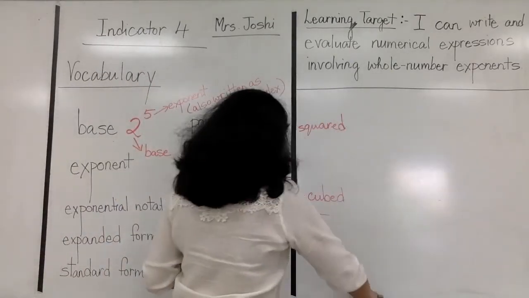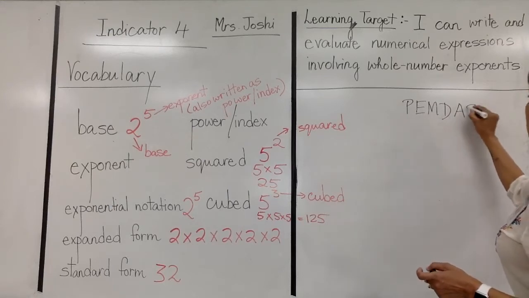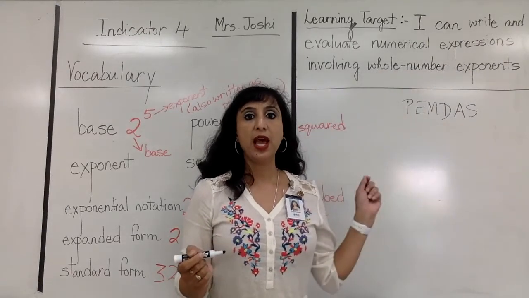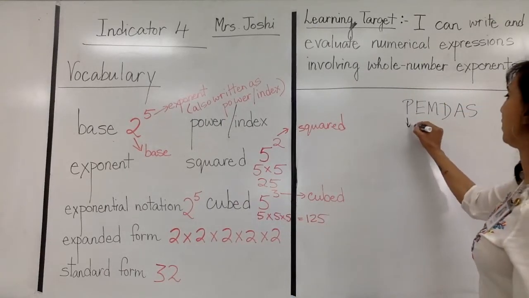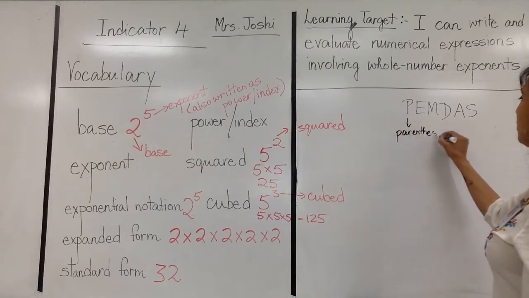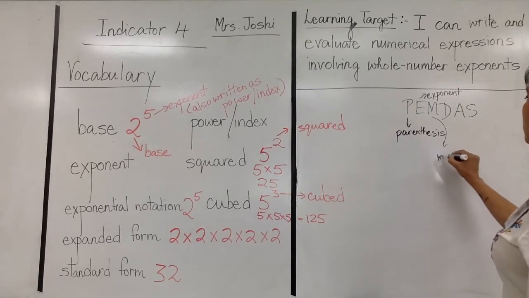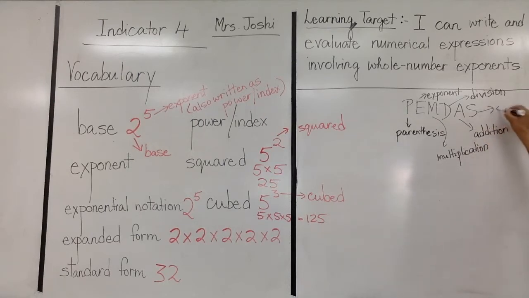So let me erase over here. And please remember PEMDAS from the past, where P stands for parentheses, E stands for exponent, M multiplication, D division, A addition, S subtraction. So parentheses is always done first. Next is exponent. If I have only multiplication and division left, then I do from left to right. And same thing if I have only addition and subtraction left, I will do this from left to right.